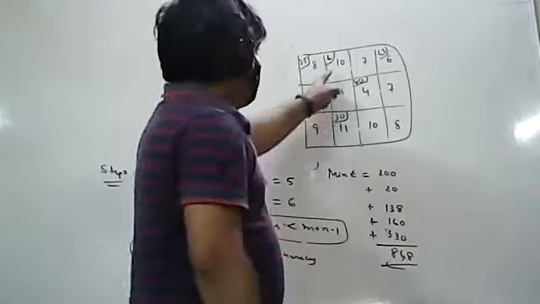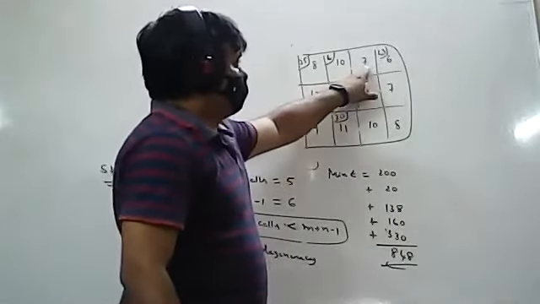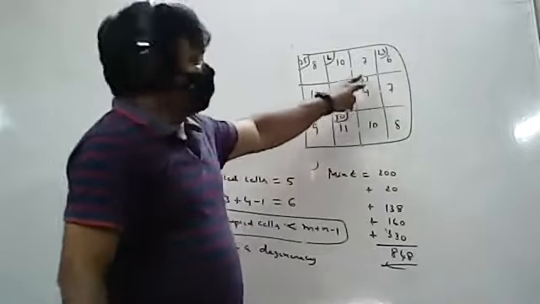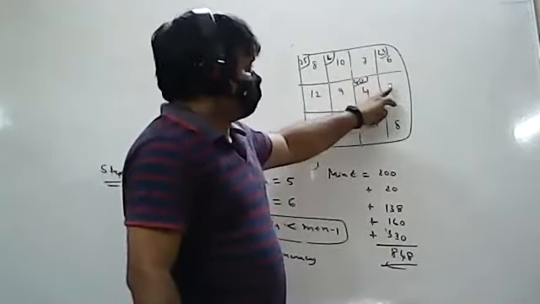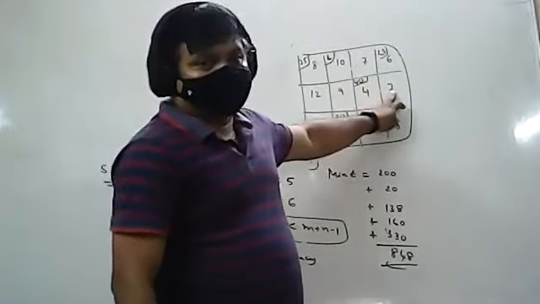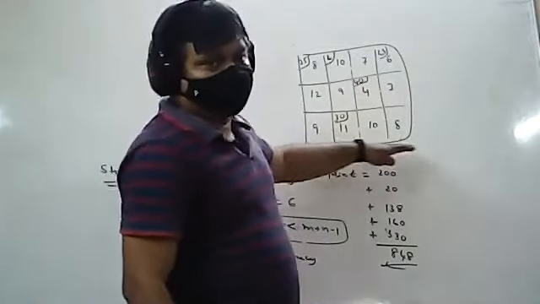So you have to identify the minimum element from all the unoccupied cells. What is the minimum element in this particular problem? 7. It occurs twice. Someone will choose this one, someone will choose this one. Suppose I choose this one and the solution does not exist. Solution does not exist means you won't be able to identify the U values or V values.